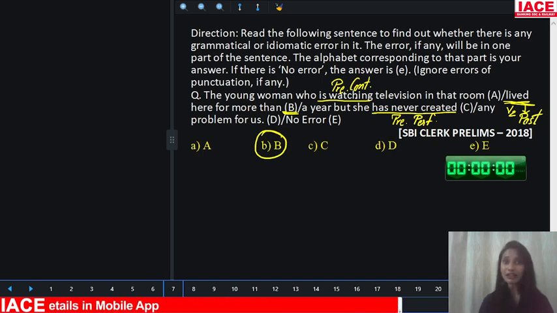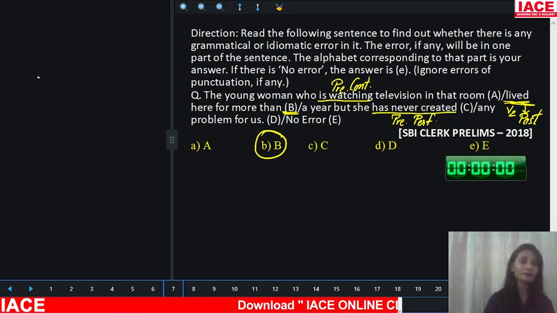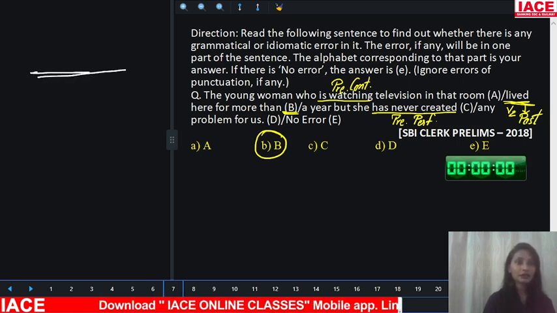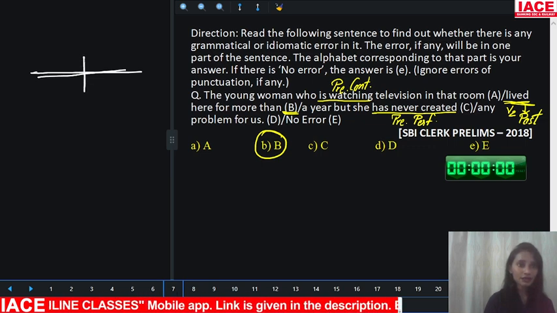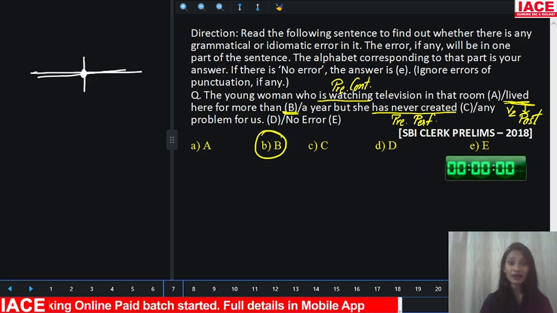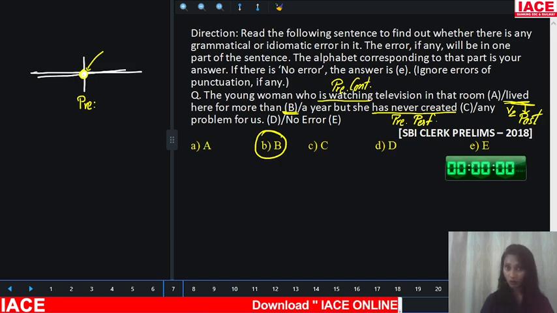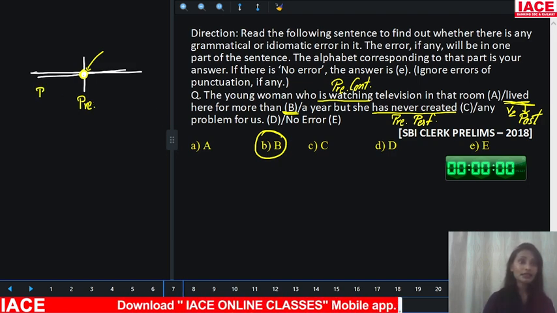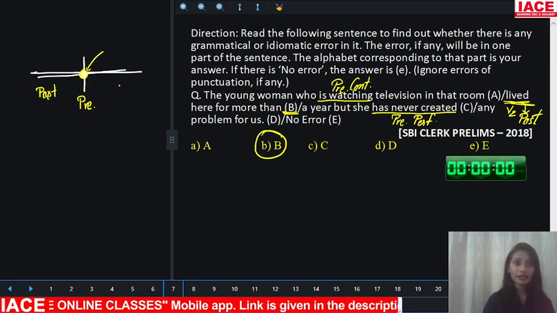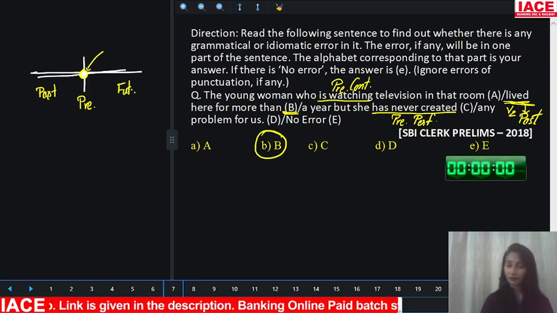So you see, the young woman who is watching television: when is she watching? Let me put here, assume this is present. Watching television is happening now. It's present. She is watching now. And let us call this past and this future.